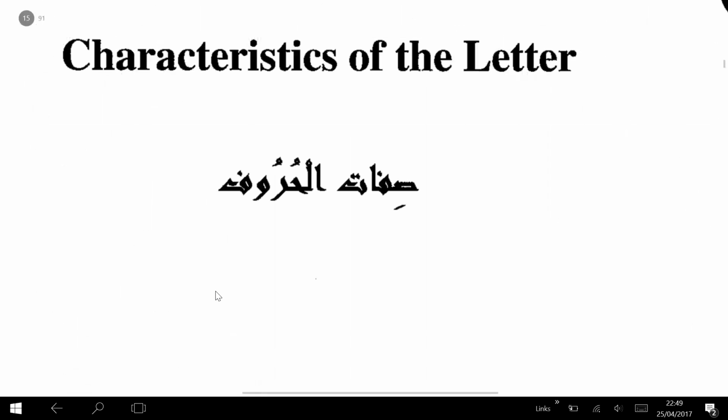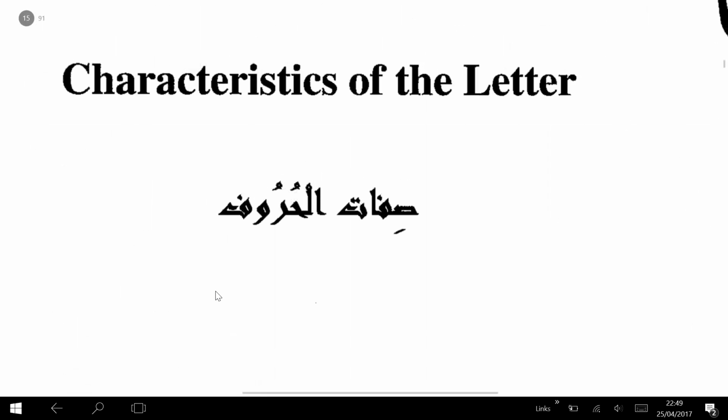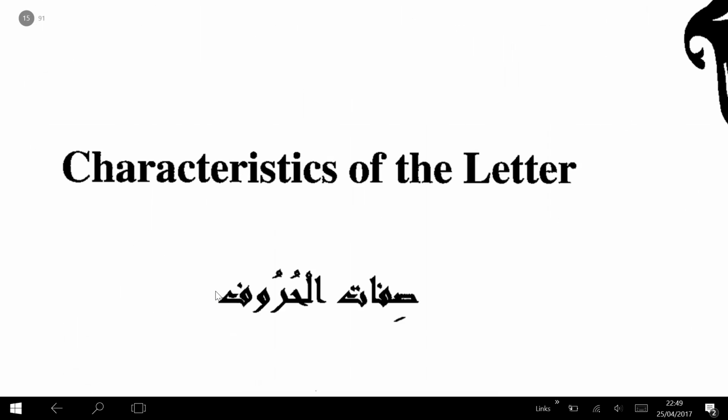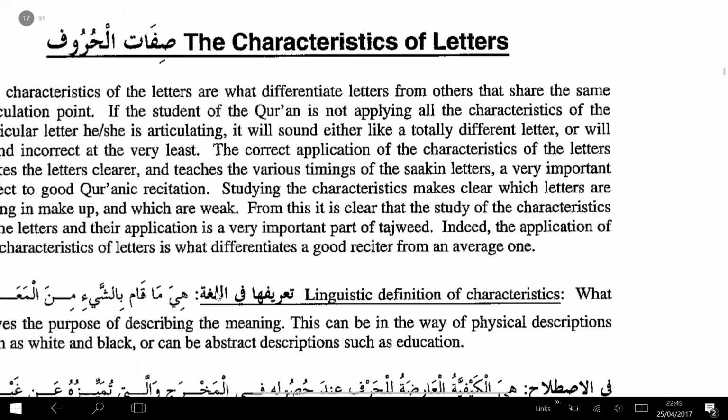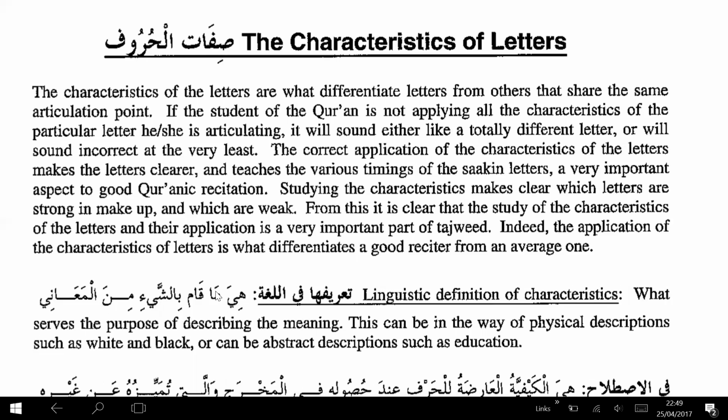Today, inshallah, we will be beginning with the second chapter, which is characteristics of the letters. It is sifatul huruf. Sifat means characteristic. Huruf means alphabets, plural of letters. The sifat is what makes a letter different from the others.